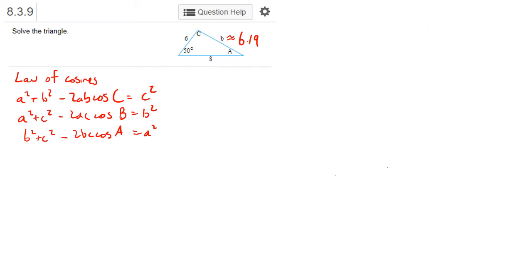Okay, so an arc cosine is not going to miss a possible solution. An arc sine might, and you have to be careful about that. So let's proceed using the law of cosines. Let's try to find angle A, which means I'm going to want to use the version that has the angle A in it. So we get b squared plus c squared minus 2bc times the cosine of A equals a squared.